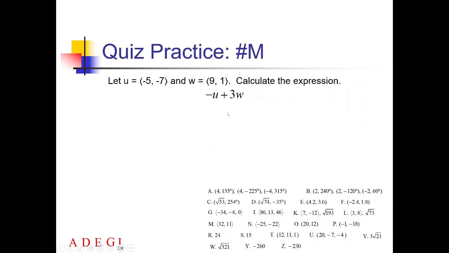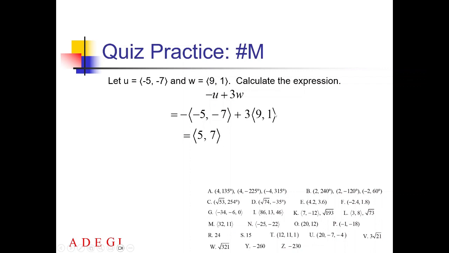For M, they're giving us 2 vectors and doing some manipulations with them. I'm going to start this problem by replacing these vector variables with the actual component forms of those vectors. So negative u, I'm going to write negative 5 comma negative 7. And then for 3w, I'm going to do 3 times 9 comma 1. Let me distribute now, and then I can combine the vectors together. So I've got distributing the negative here. This is going to be positive 5 comma positive 7.